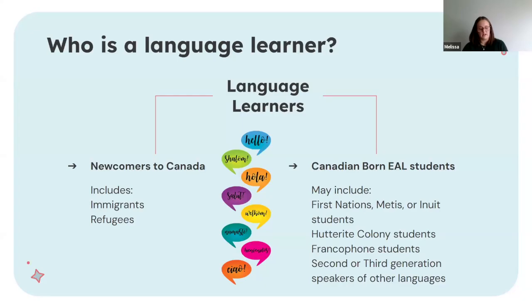There are two major categories of language learners in Canada. The first group is often who we think of when we discuss language learners, or our EAL students, newcomers to Canada. This group includes people who have moved to Canada for various reasons, such as immigrants and refugees. The second, lesser discussed group of language learners are Canadian-born EAL learners. And depending on your school, this group may include First Nations, Métis, or Inuit students, Hutterite colony students, Francophone students, and second or third generation speakers of another language.